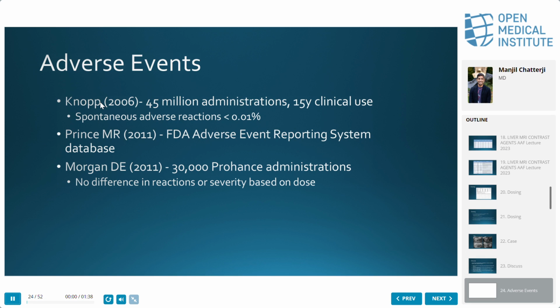You have to stop. So looking at the safety of contrast, it's very safe. There have been a bunch of studies here. NOP in 2006 looked at 45 million administrations across a health database in the United States over 15 years and found the adverse reaction rate was 0.01, much, much less than that of CT contrast.